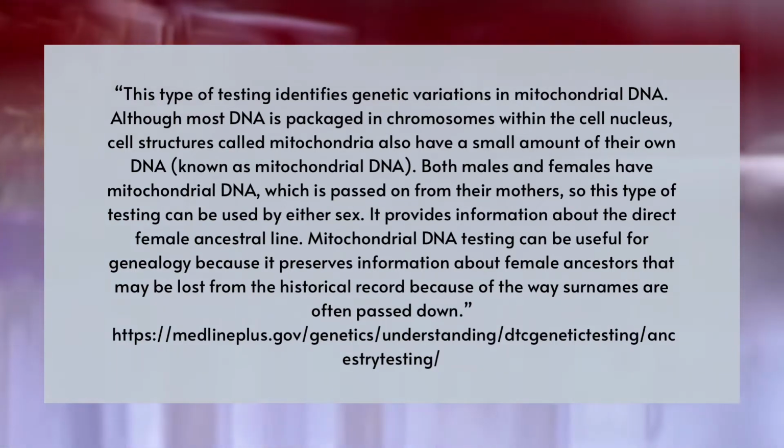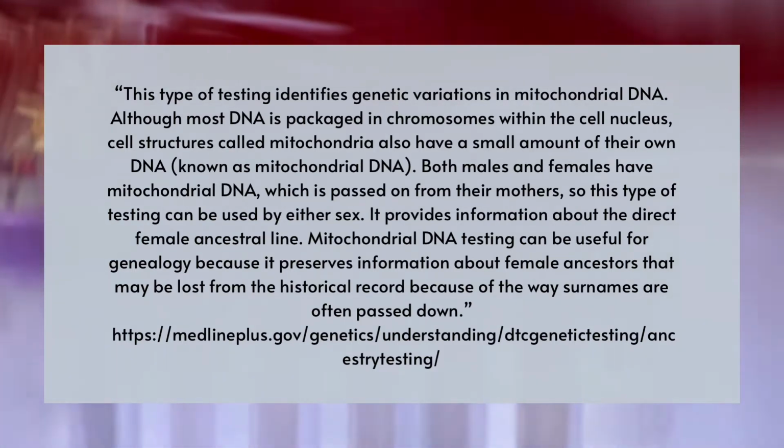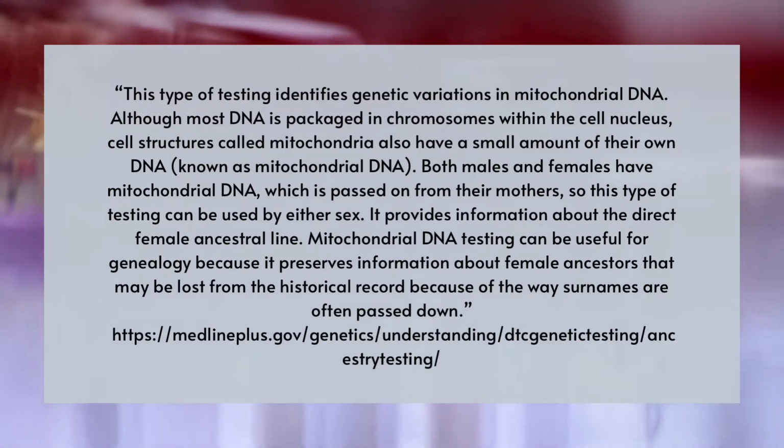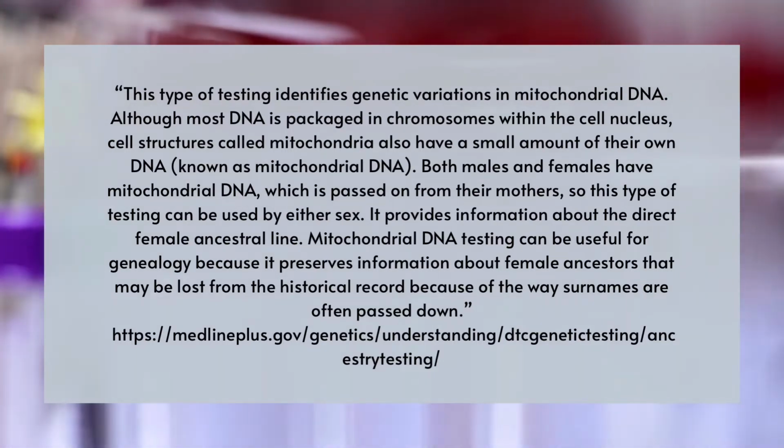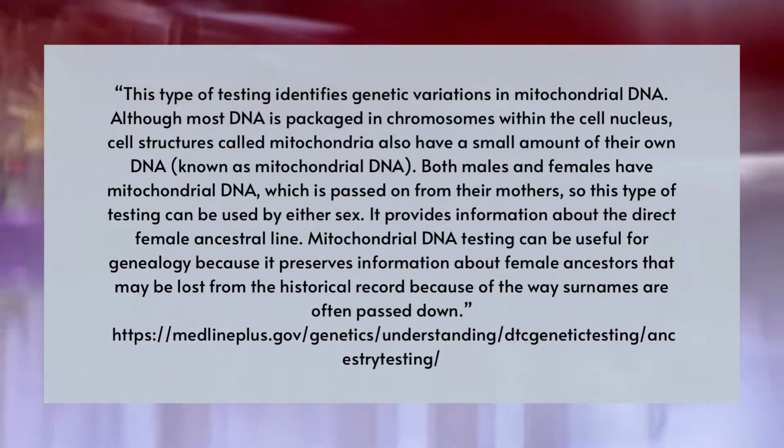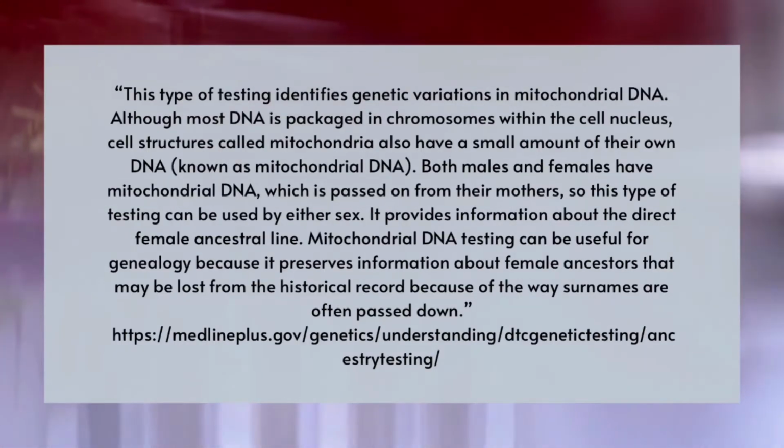With mitochondrial DNA, this type of testing identifies genetic variations. Although most DNA is packaged in chromosomes within the cell nucleus, cell structures called mitochondria also have a small amount of their own DNA known as mitochondrial DNA. Both males and females have mitochondrial DNA, which is passed on from their mothers, so this type of testing can be used by either sex. It provides information about the direct female ancestral line. Mitochondrial DNA testing can be useful for genealogy because it preserves information about female ancestors that may be lost from the historical record because of the way surnames are often passed down.